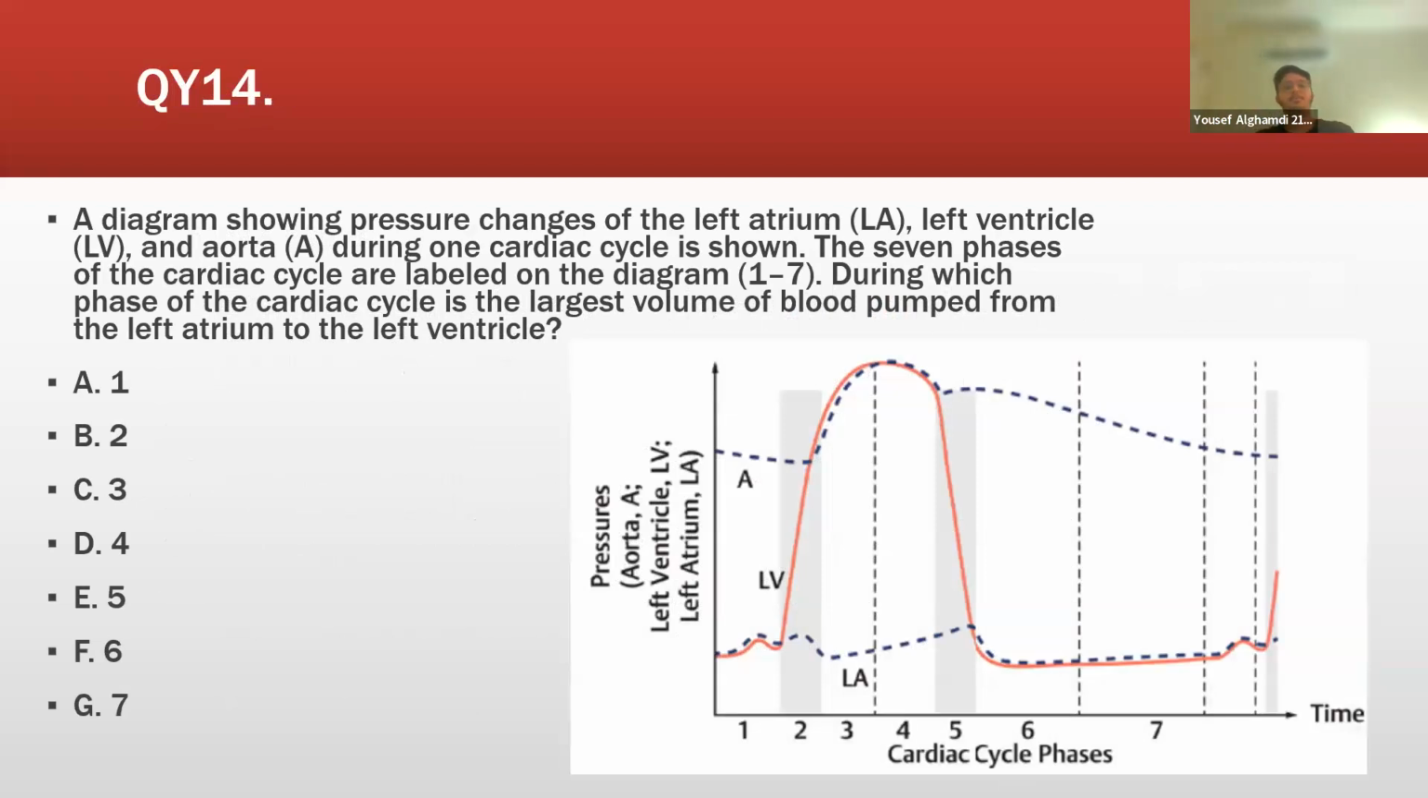More Wiggers. Bismillah. A diagram showing pressure changes of the left atrium, left ventricle, and the aorta during one cardiac cycle is shown. The 7 phases of the cardiac cycle are labeled from 1 to 7 on the diagram. During which phase of the cardiac cycle is the largest volume of blood pumped from the left atrium to the left ventricle?